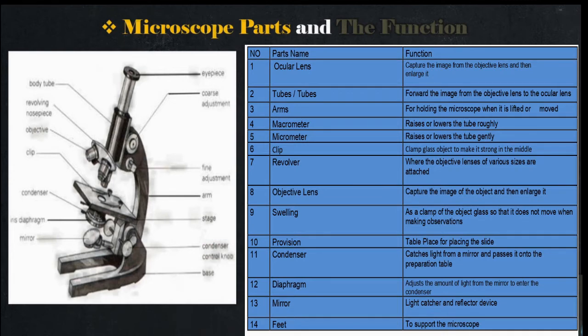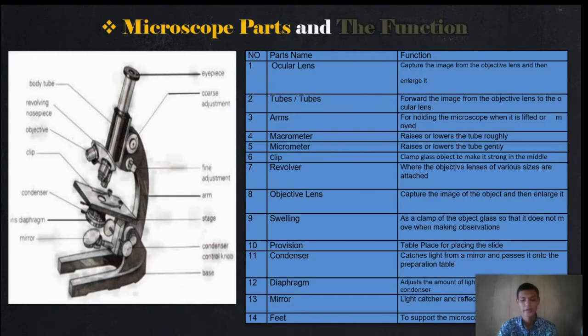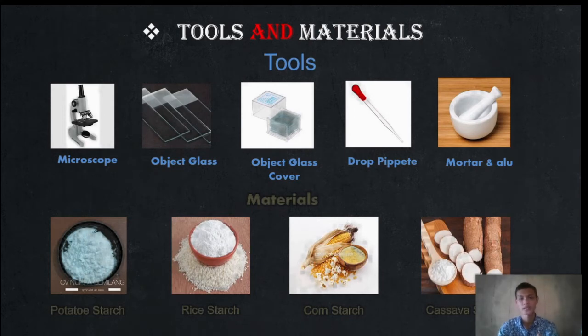This slide tells you about the microscope parts and their functions. On the right of your screen, you can see the table of the part names and their functions. And on the left of your screen, you can see an example picture of a microscope. I can't go through the table because the time is limited. So, the next is the tools and materials.